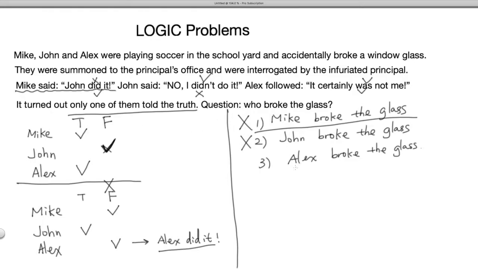And the third one, Alex broke the glass. John did it is wrong. John said I did not do it is correct. Alex said it certainly was not me. That's wrong. So only in this case is only John telling the truth. The other two are telling lies. So it satisfies that only one of the three students told the truth. So this is the case.